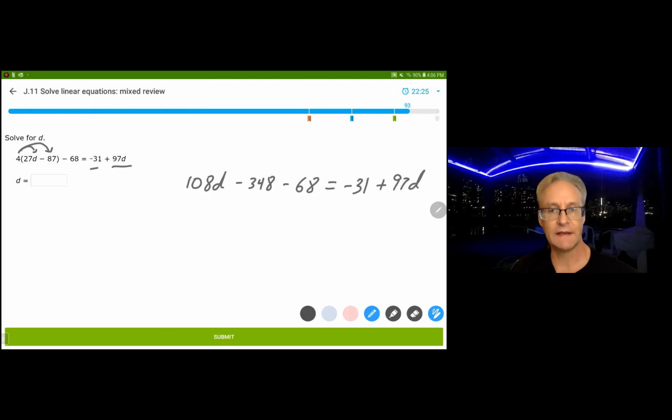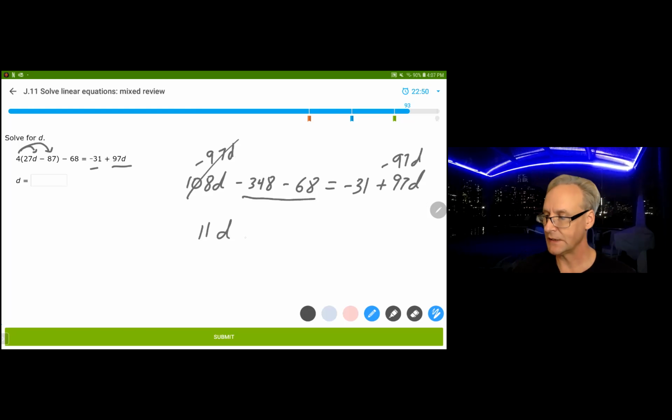I'm going to do a couple of things all at once. I know that I need to subtract 97d on both sides to get it together. And that's going to give me 11d. When I subtract 97d from this side, and I subtract 97d from this side, that gives me 11d down there. Got it? Now I have a -348 and I have a -68, and that's going to be -416. And that's going to be equal to -31. And now I'm going to add 416 to both sides.